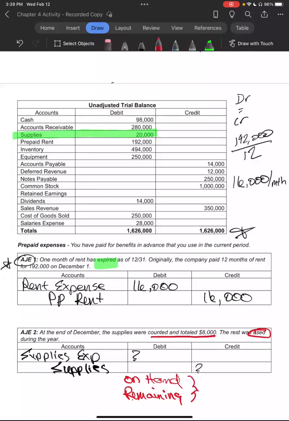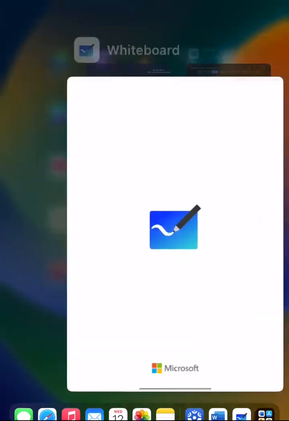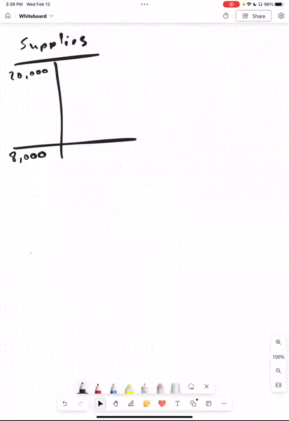Not going to try again. But both of these just simply mean ending balance. Okay. That's what that means. So if you see on hand, counted and totaled, remaining, right? That just means that is your ending balance. And so that's how I came to the conclusion that my ending balance was 8,000.